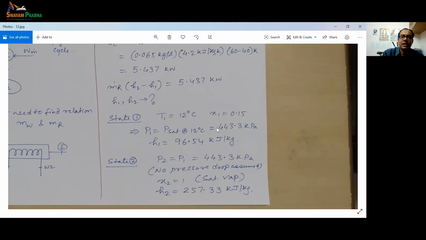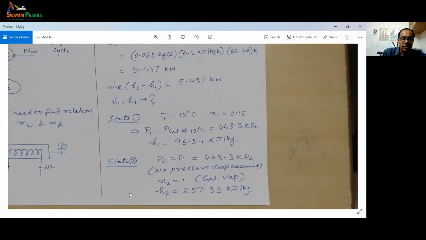And you can also find out at this condition or this quality what would be the enthalpy by doing HF plus X into HFG. So I am not doing it here. We can directly write H1 will be 96.54 kilojoule per kilogram.